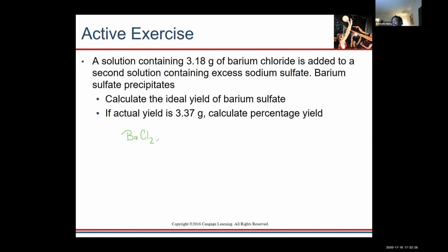Okay, was that aqueous, liquid, solid, or gas? Aqueous. That one's a solution. So aqueous. Okay, what is my other reactant? Sodium sulfate. What is the chemical formula for sodium sulfate? Na2SO4. Solid, liquid, gas, or aqueous? Aqueous, a solution.